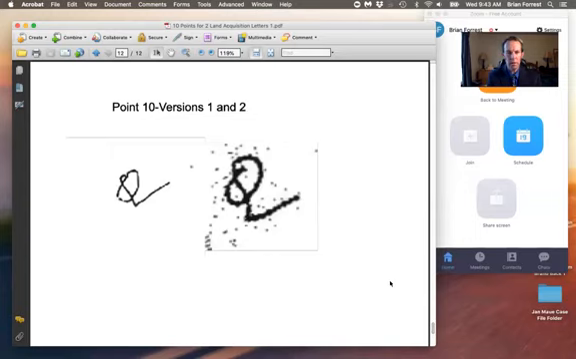Point number 10 talks about the Q initial on pages 4 for both versions. They say that both Q initials are different. That can be explained through natural range of variation for any person's handwriting, whether it's their initials or their signatures.